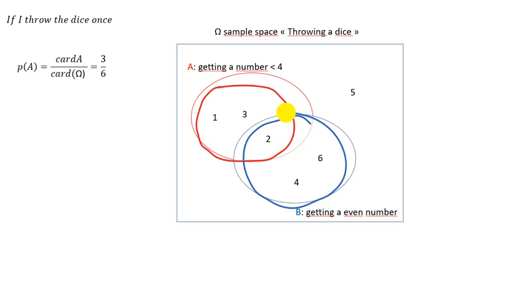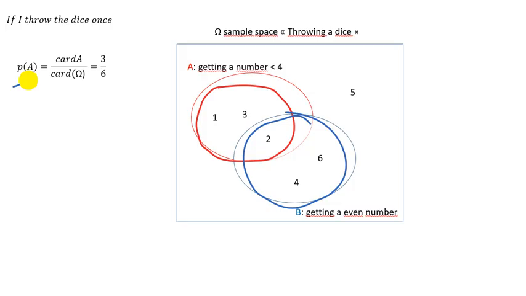And here the question is, what is the probability of A? What is the probability of getting a number less than 4 in this experiment? So we know that the formula for probability is the cardinal of this event divided by the cardinal of omega. Our omega is from 1 to 6, so the total number of possible outcomes. So if I throw a dice, I can get 6 different results.